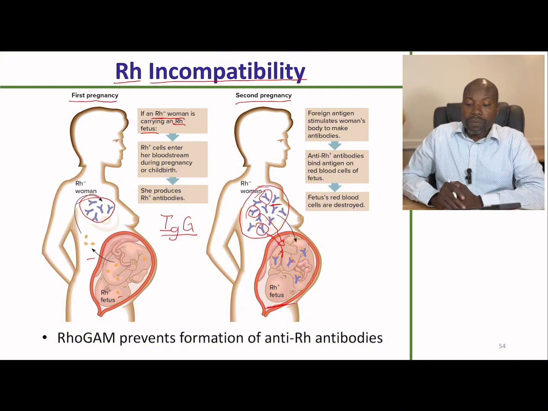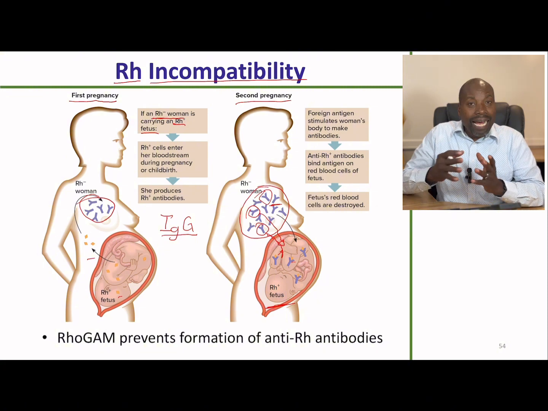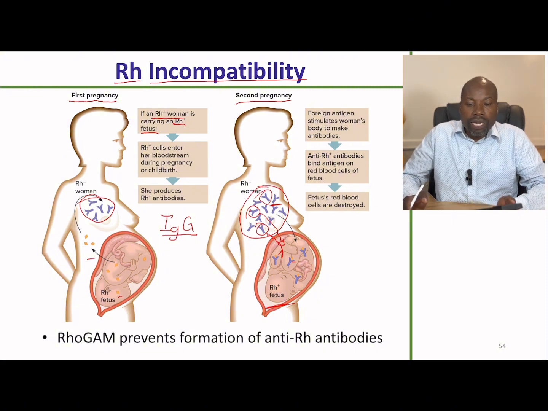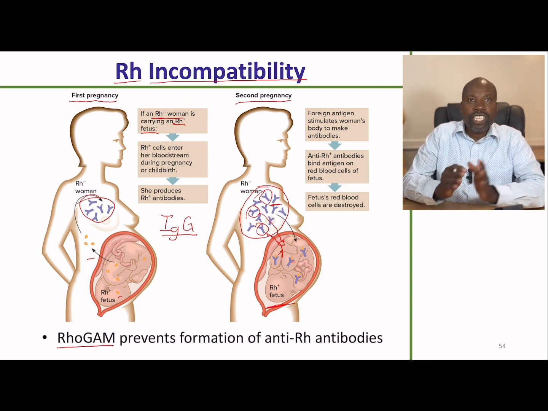So now, today, things have changed tremendously. Because of all the knowledge that we have about how to deal with this kind of situation, ladies are actually injected with antibodies called Rho gamma. These Rho gamma that are injected are going to actually prevent mom from forming antibodies against the rhesus factor. In other words, we are cheating here.